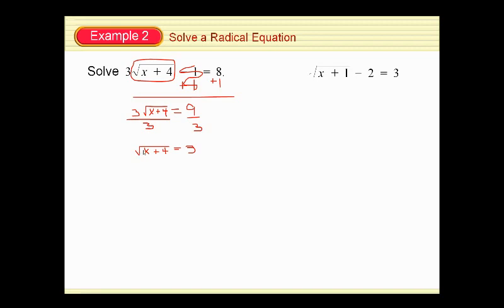And now I can start messing with the radical because everybody's behind the protective equal sign. So this is a square root, so I'm going to square it. And remember, squaring gets rid of the square root. Whatever I do on that side, I have to do on the other side. So I end up with x plus 4 equals 9. And now I'll subtract 4 to get that x alone. So I know that x equals 5.